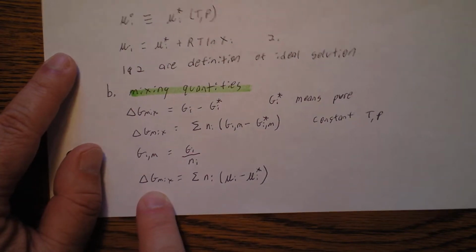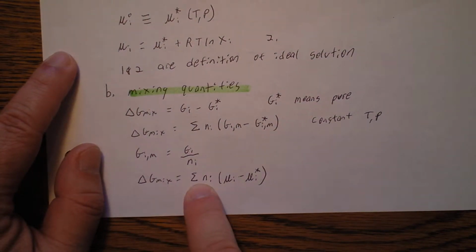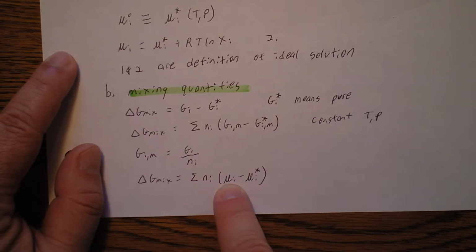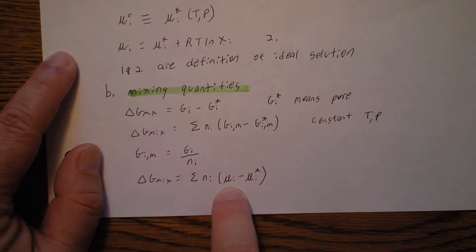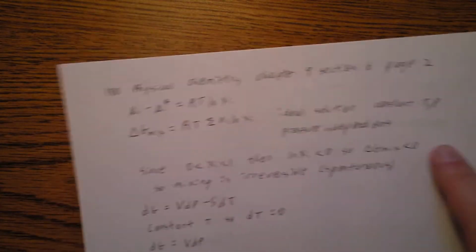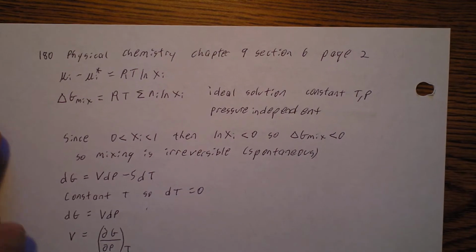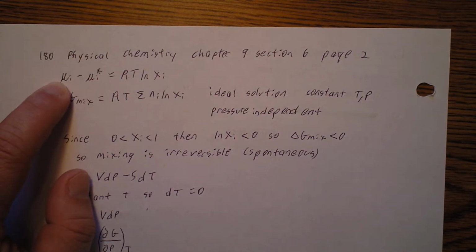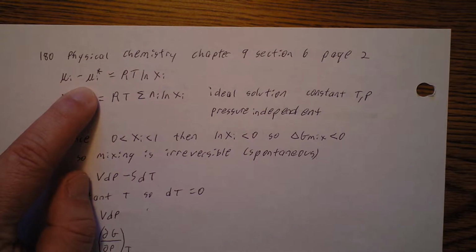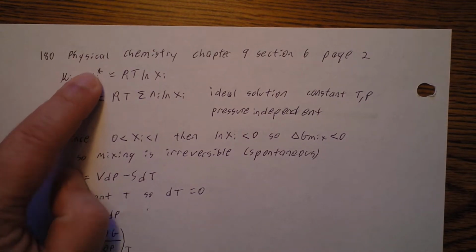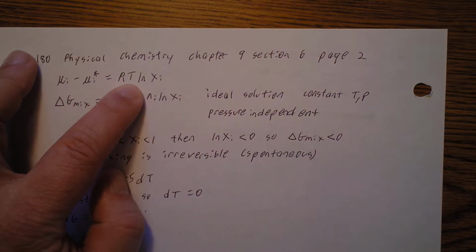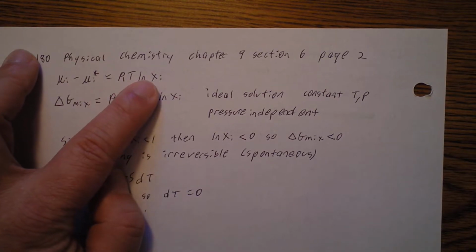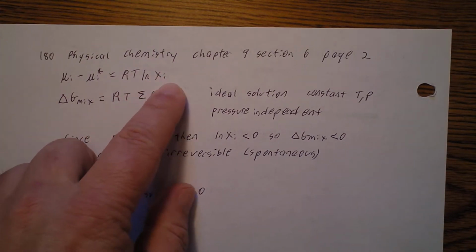The change in the Gibbs energy of mixing is going to be equal to the sum over all the substances I of the number of moles of each substance I times the chemical potential of substance I minus the chemical potential of the pure substance I. So obviously this over here means in the solution. Now, the chemical potential of substance I minus the chemical potential of the pure substance I is going to be equal to the gas constant R times the absolute temperature in kelvins times the natural log of chi I. This, remember, is the mole fraction of the substance I.